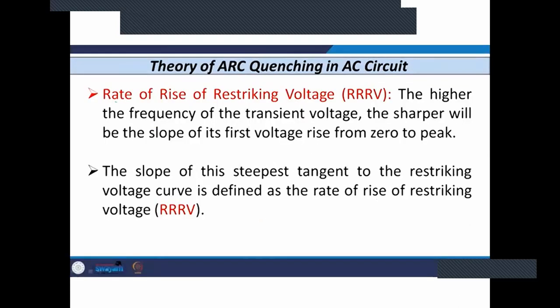The rate of rise of restriking voltage, RRRV. The higher the frequency of the transient voltage, the sharper will be the slope of its first voltage rise from 0 to peak. The slope of the steepest tangent to the restriking voltage curve is defined as the rate of rise of restriking voltage. So it totally depends on the frequency of the transient voltage. If it is sharper, we will have a steeper slope for the restriking voltage curve.